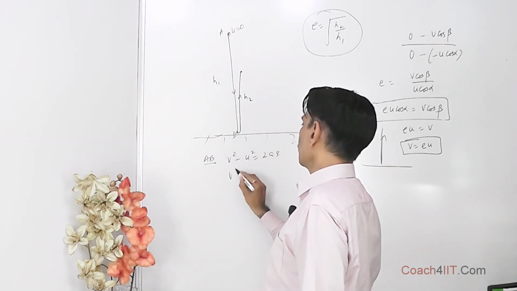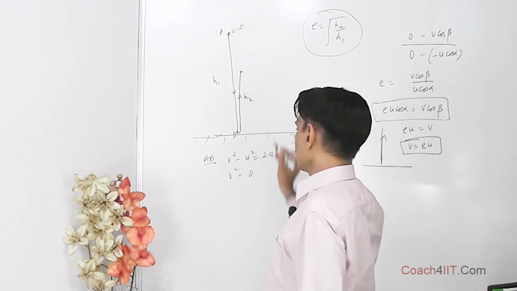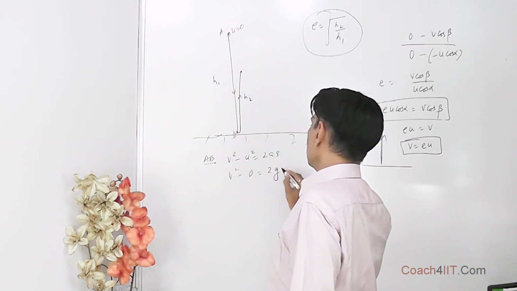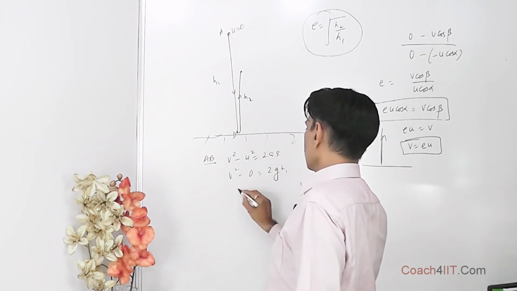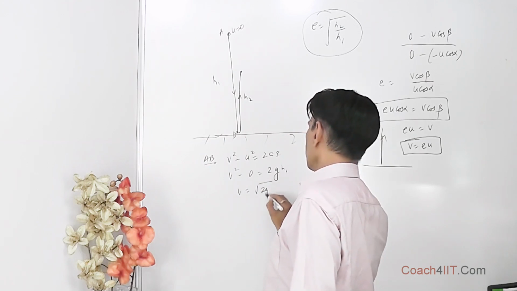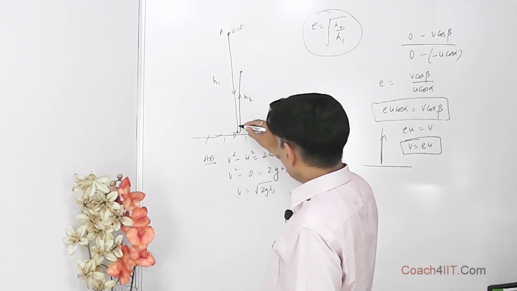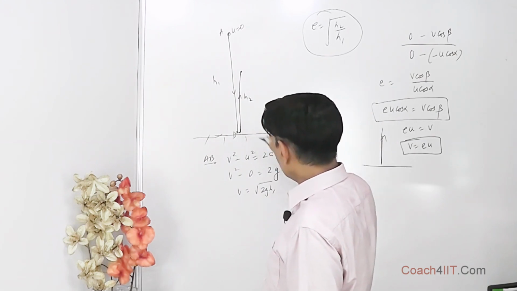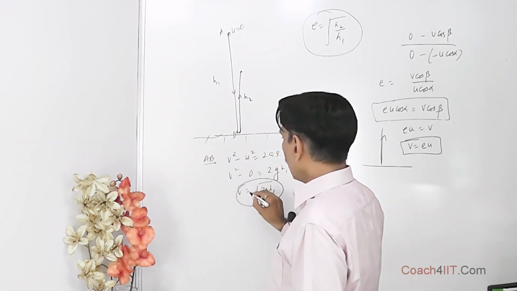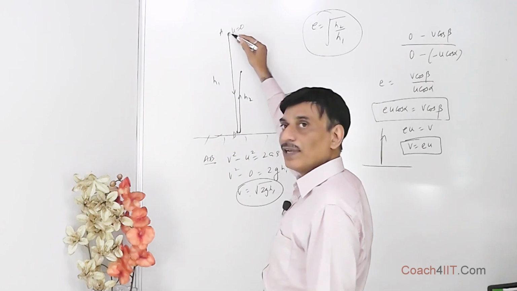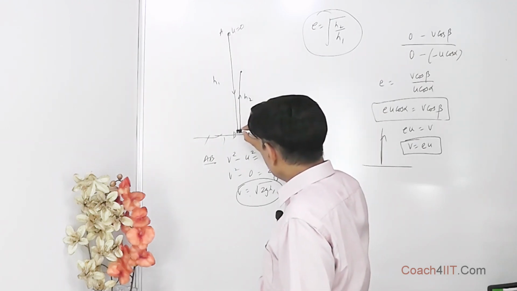V over here is, we don't know, minus u square, it has been dropped, is equal to a is g, this is h1. So v is equal to under root 2g h1. Let's say it goes back. So this is the velocity from the equation of kinematics we have used. So this is the velocity just before striking the ground.